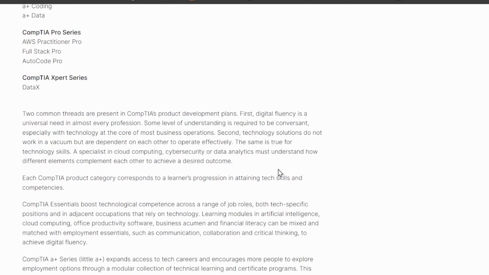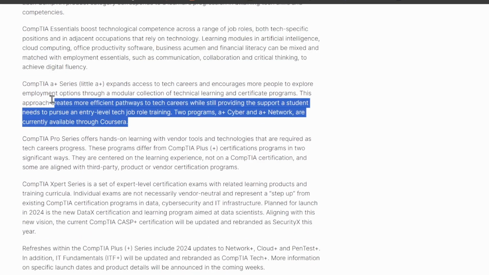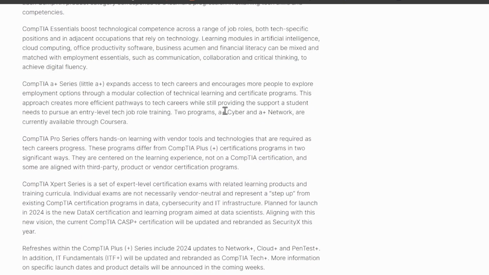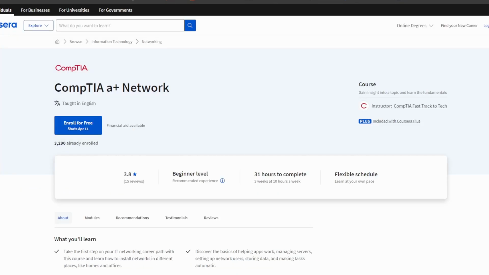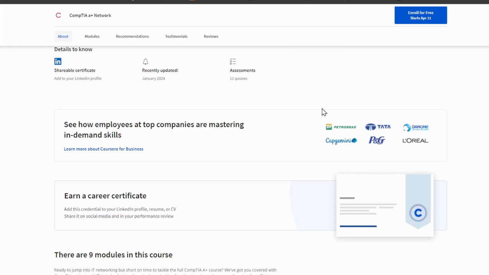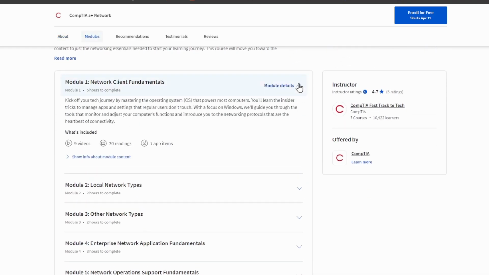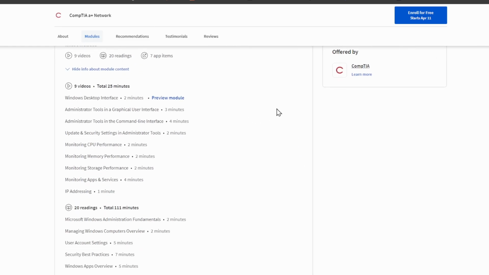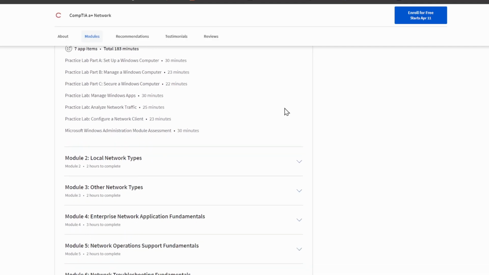We also have, what else do I want to mention on here? They're touting their A+ Cyber and A+ Network are currently available through Coursera. I did take a look at this. So this is the CompTIA A+, the little A+ Network, right? And then we have the Network Client Fundamentals. We can actually see a little bit more on the module content. So this is not bad. This is actually pretty nice information to know.